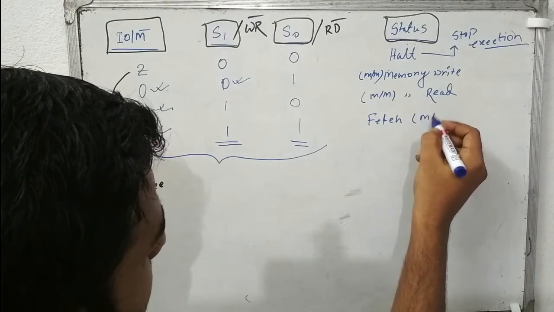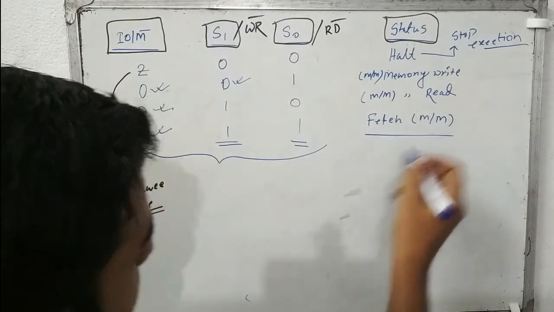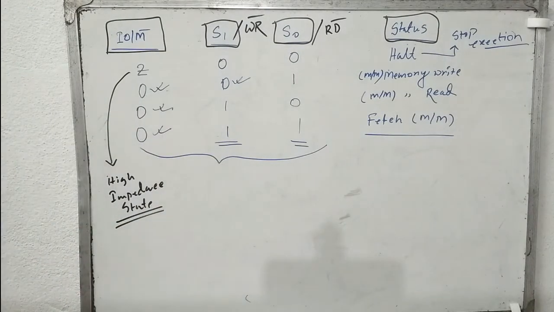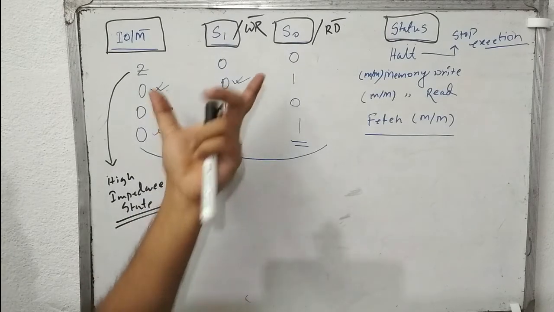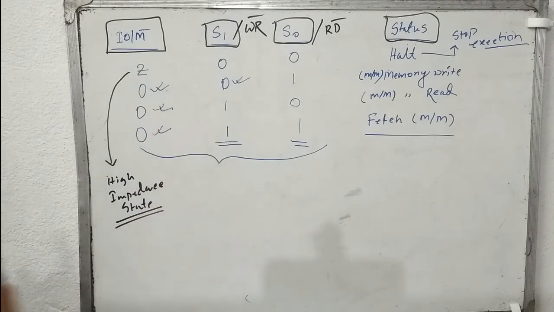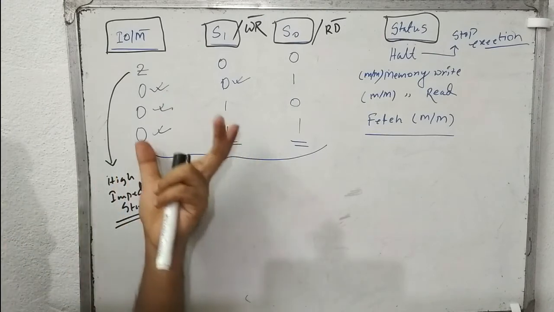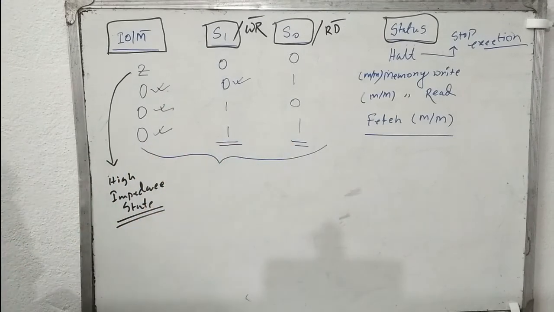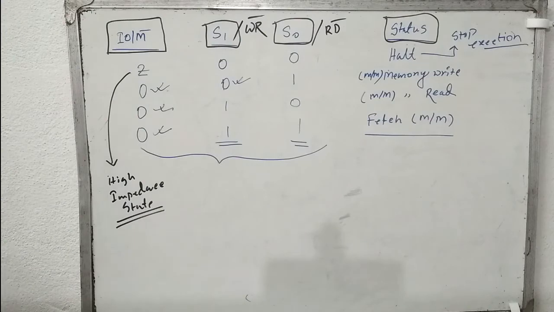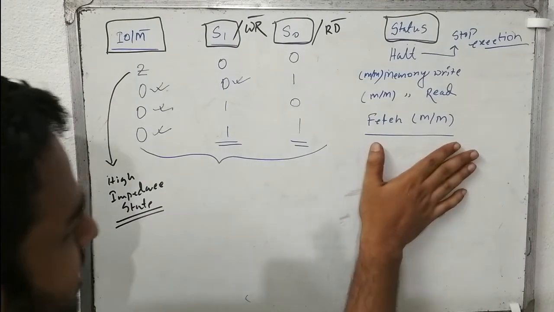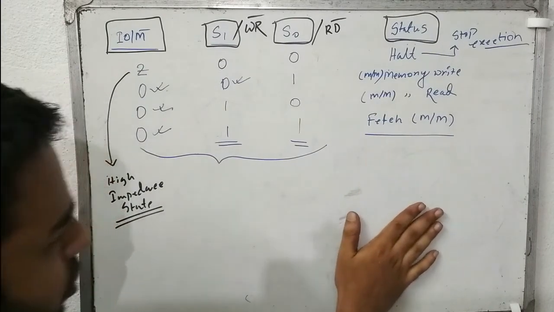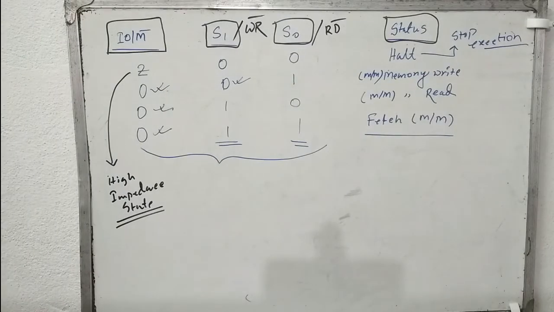This is a memory related operation. As I have told you, the fetch operation will be performed. That means when the three status signals generate this code 011, the microprocessor will understand that it needs to perform a fetch operation. So that's the four operations related to this.